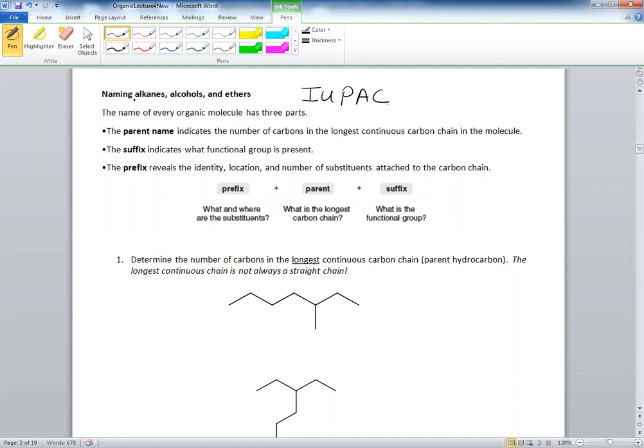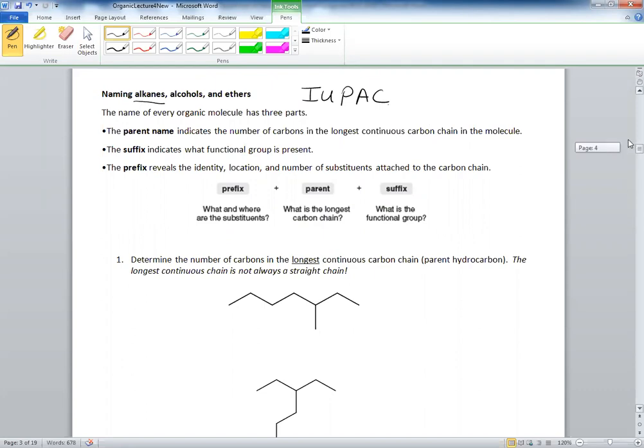We're going to focus mainly on organic compounds such as alkanes. We will mention alcohols and ethers toward the end. The parent name indicates the number of carbon atoms in the continuous carbon chain, or of course, if you have a ring, but we'll get to those later. So if you have 7, that would be heptane. If there are 6, that would be hexane. And of course, if you have an alkane, it ends with an E, A-N-E.